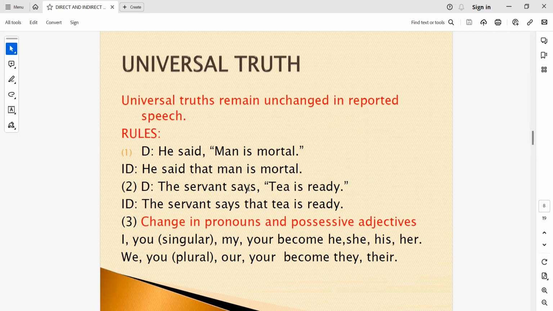The third rule is change in pronouns and possessive adjectives. Pronouns and possessive adjectives of the first and second persons in direct speech are changed into the third person in indirect speech. I, you, that is here singular, my, your, become he, she, his, her. We changes into they, and here you is plural, our, your become they, their.